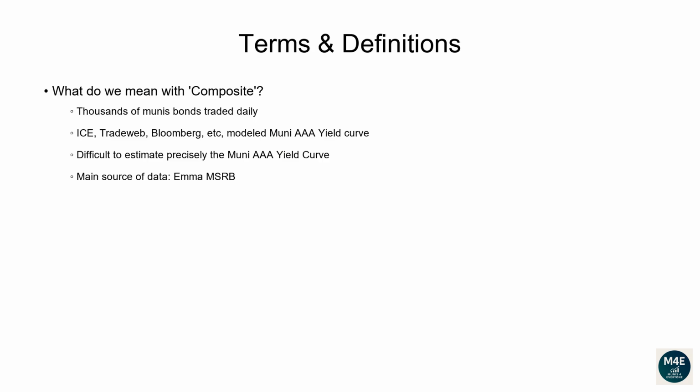Terms and definitions. What do we mean with composite? Every day thousands of Muni bonds are traded, as you can freely see on the AAA website. Different data providers like ICE, Tradeweb, Bloomberg, to name a few, provide their model-implied Muni AAA yield curve. Given that it's very difficult to tell which curve is more accurate on any given date, we compute for every tenor the average of the yield curves available to us, plus some extra adjustments. Currently, we manually capture yield curves and bond yields available from the AAA MSRB portal.